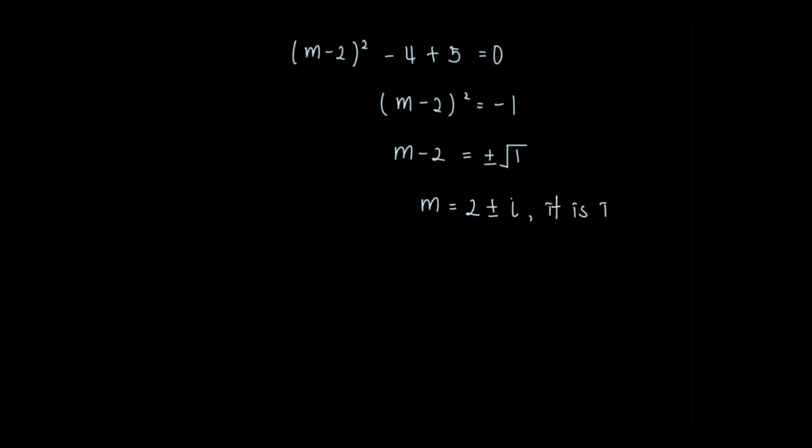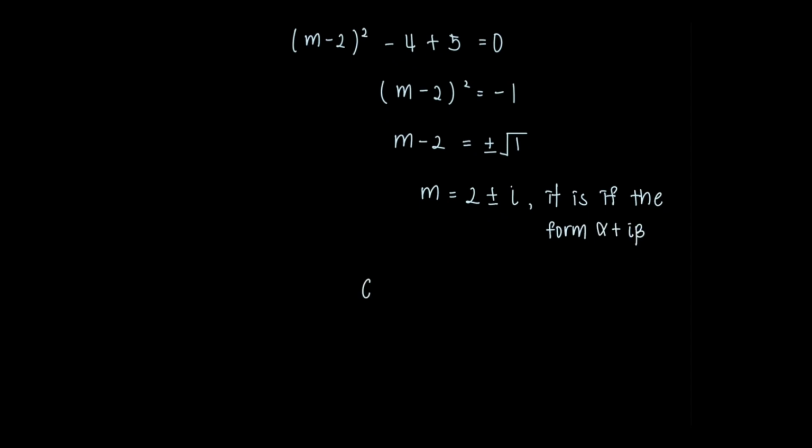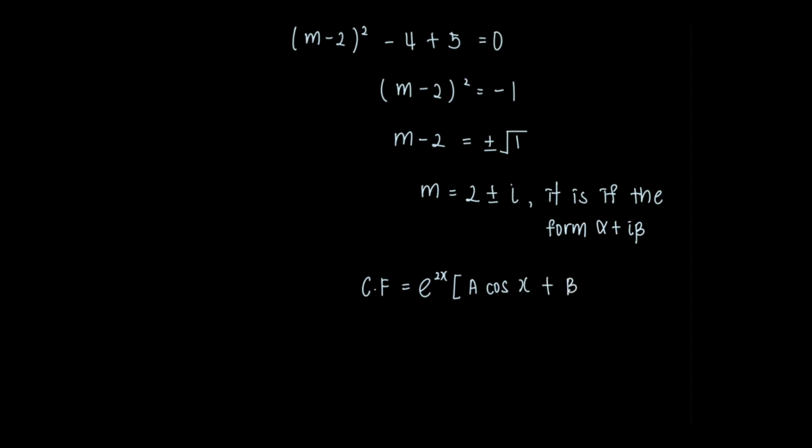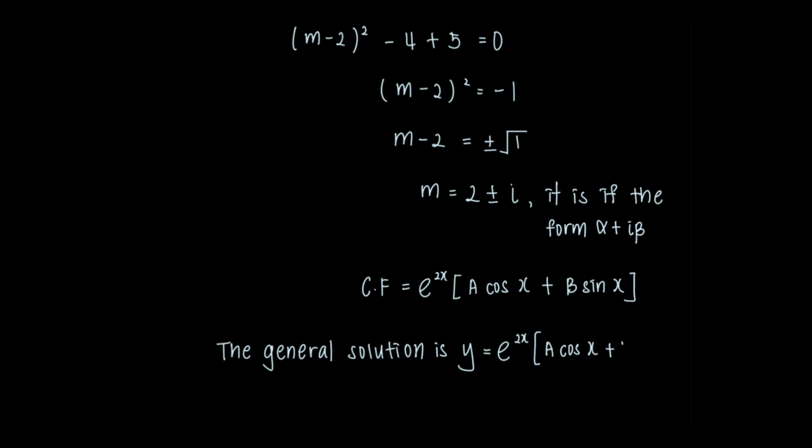It is of the form alpha plus minus i beta. After that, we can get the complementary function, which is e to the power of 2x, bracket, a cos x plus b sin x. So the general solution is y is equal to e to the power of 2x, bracket, a cos x plus b sin x. That's all for this question.